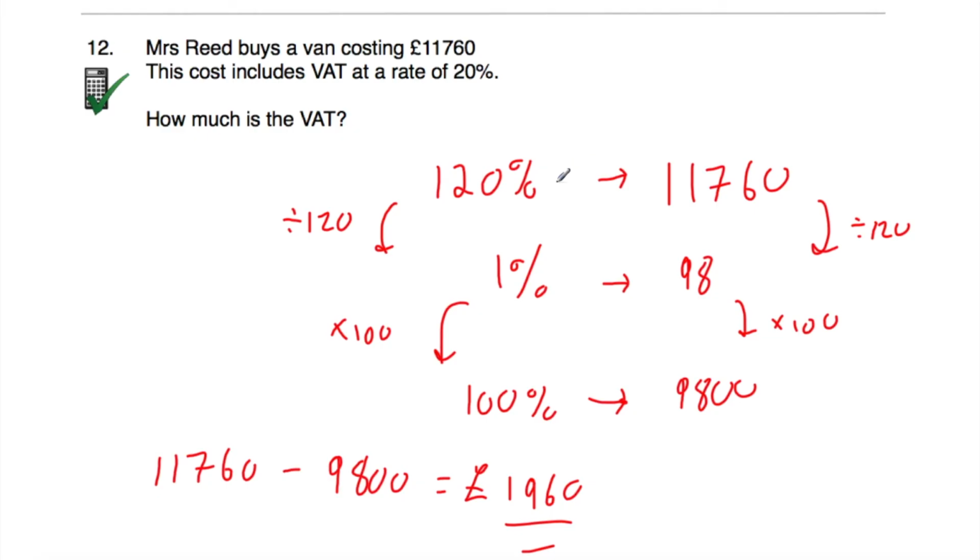Okay. Another approach would be, because we know that 120% is equal to £11,760, a bit of a shortcut to find this 20% is, instead of finding 1%, we could just divide both of these by 6. So if you take a price including VAT, and as long as the VAT rate is 20%, if you just divide it by 6, you'll find how much the VAT is. So if you just take £11,760 and divide it by 6, you'll get the VAT straight away, because if you divide 120 by 6, you get 20%. So that would work as long as the VAT rate is 20%. Okay, so that's one approach.